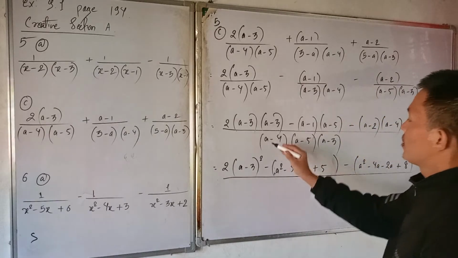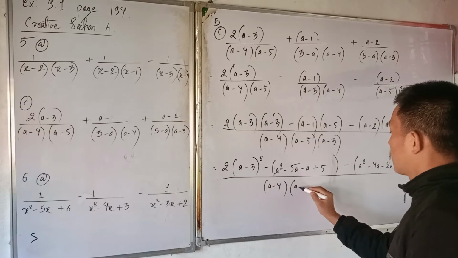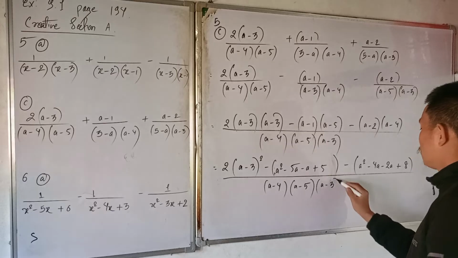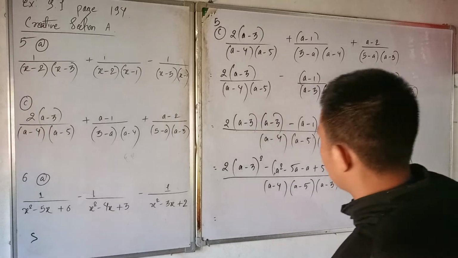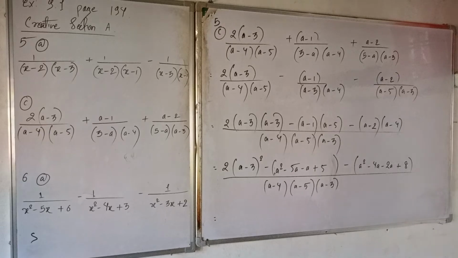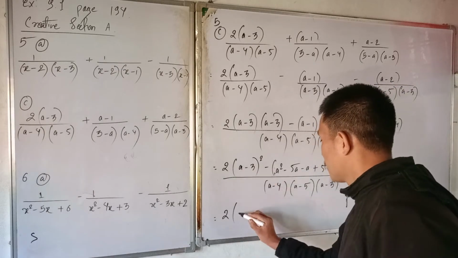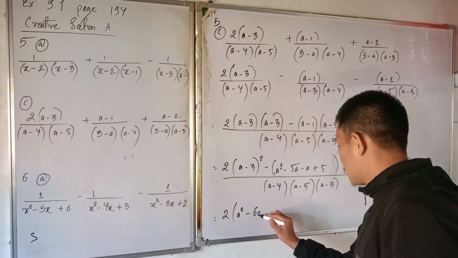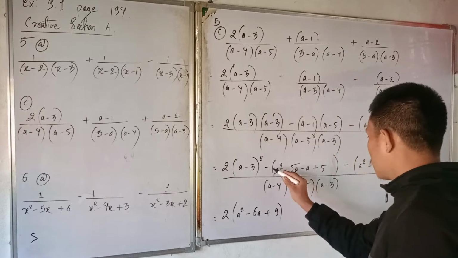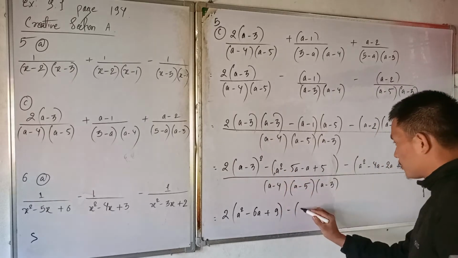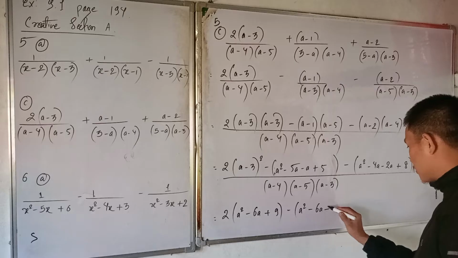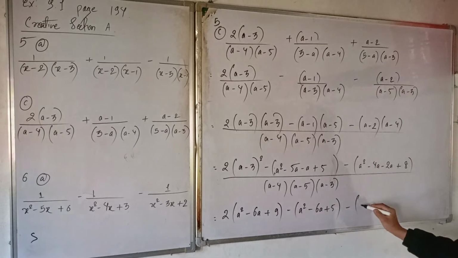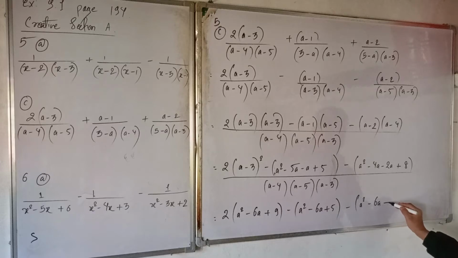Divide by a minus 4, a minus 5, a minus 3. Now you can just expand this by using the formula a minus b whole square. You know how to apply that formula. Okay, let's see. So this becomes a square, 2 times 3 is 6, minus 6a plus 3 square, that is 9. So now this becomes a square, operate the like terms, minus 5a minus 6a plus 5. Here a square minus 6a plus 8.